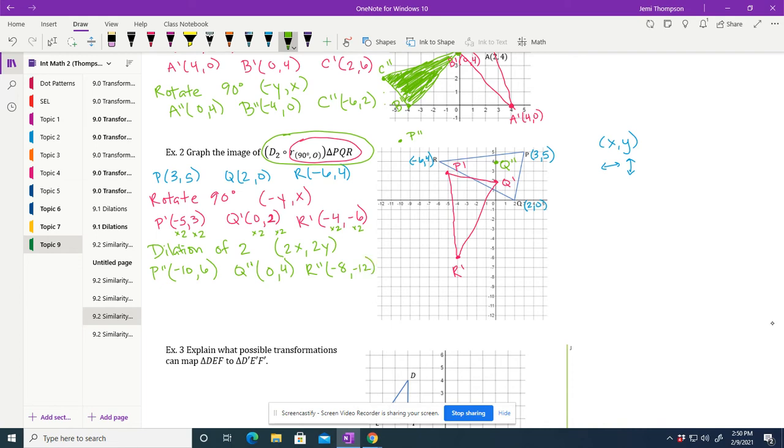And when I multiply the coordinate (-4, -6) by 2, I get (-8, -12). So -8, and then down shoots down 12.